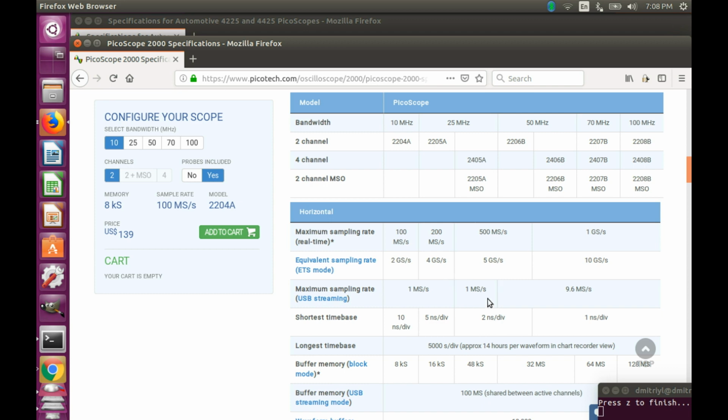There are conflicting reports about the 2405A oscilloscope. Here it's listed as streaming at 1 megasample per second, but one of the viewers, John Byrne, has reported that he was able to get 8 megasamples per second. So these numbers require further testing and verification.